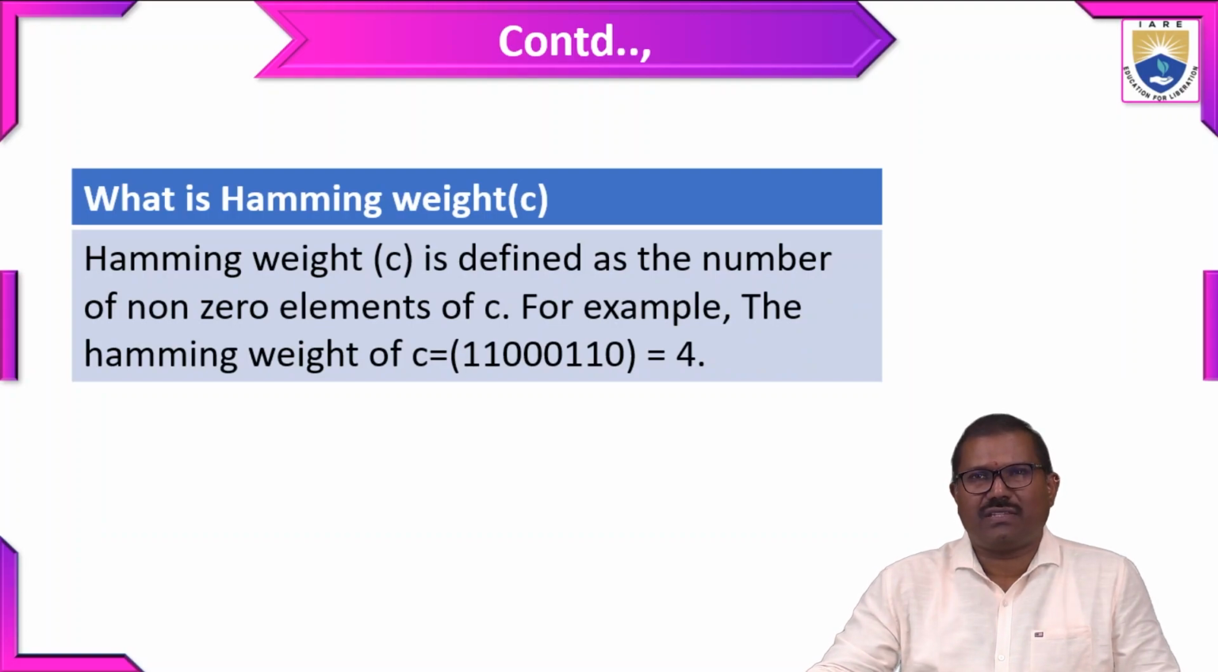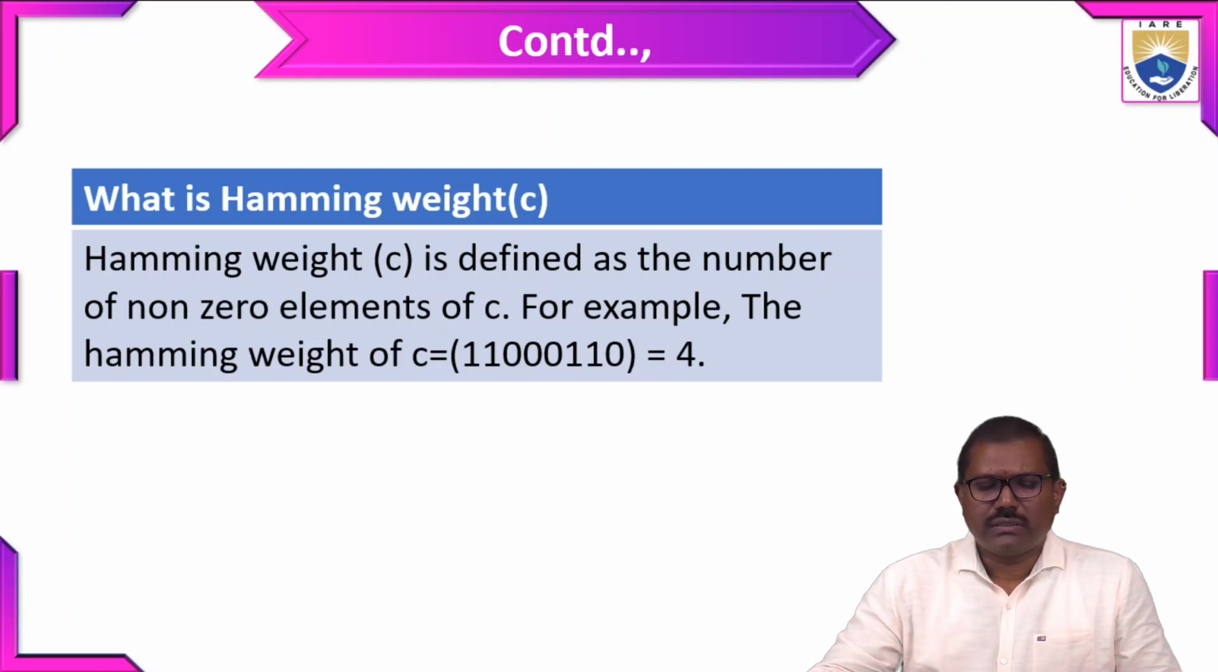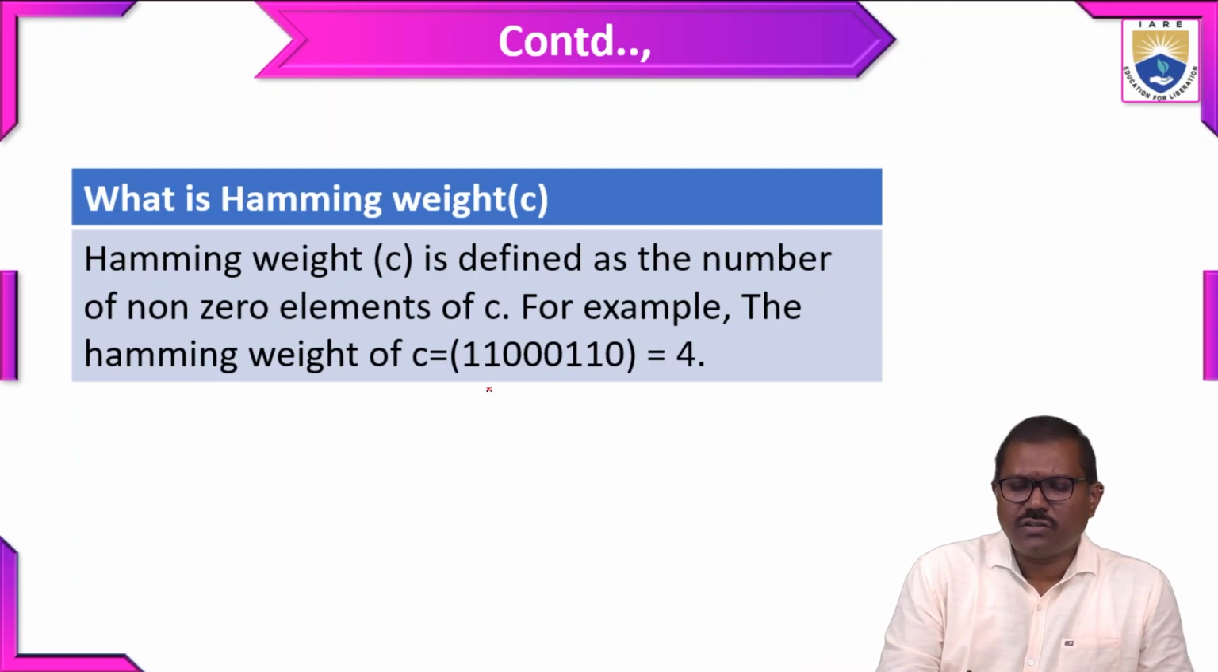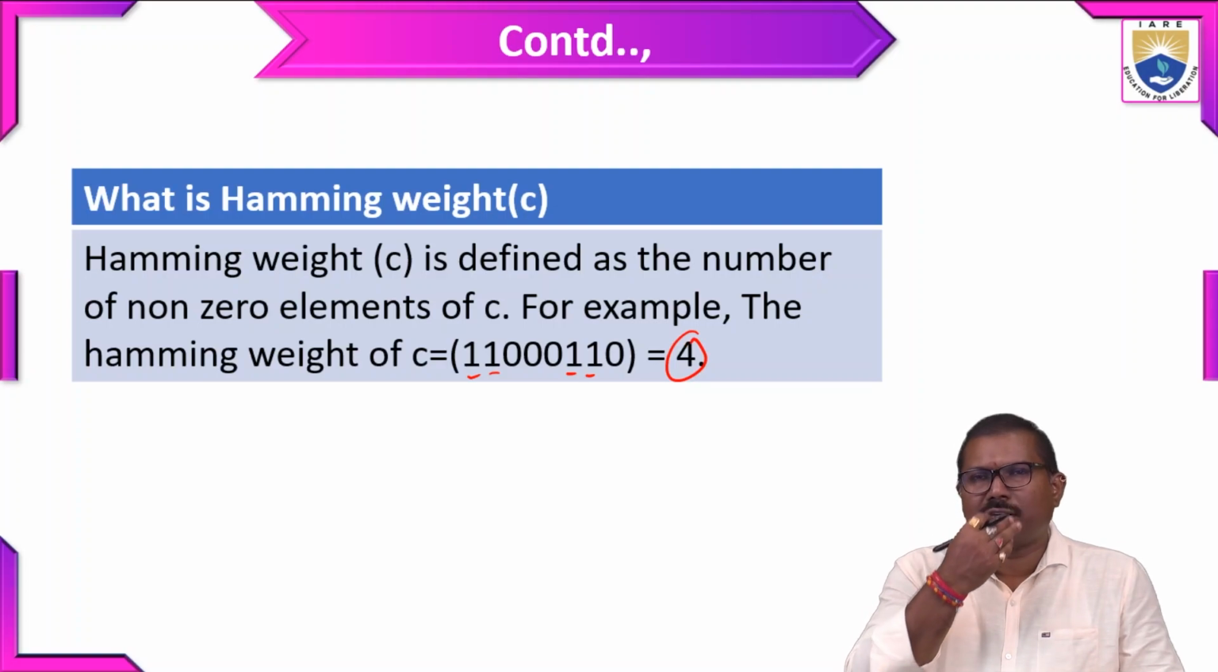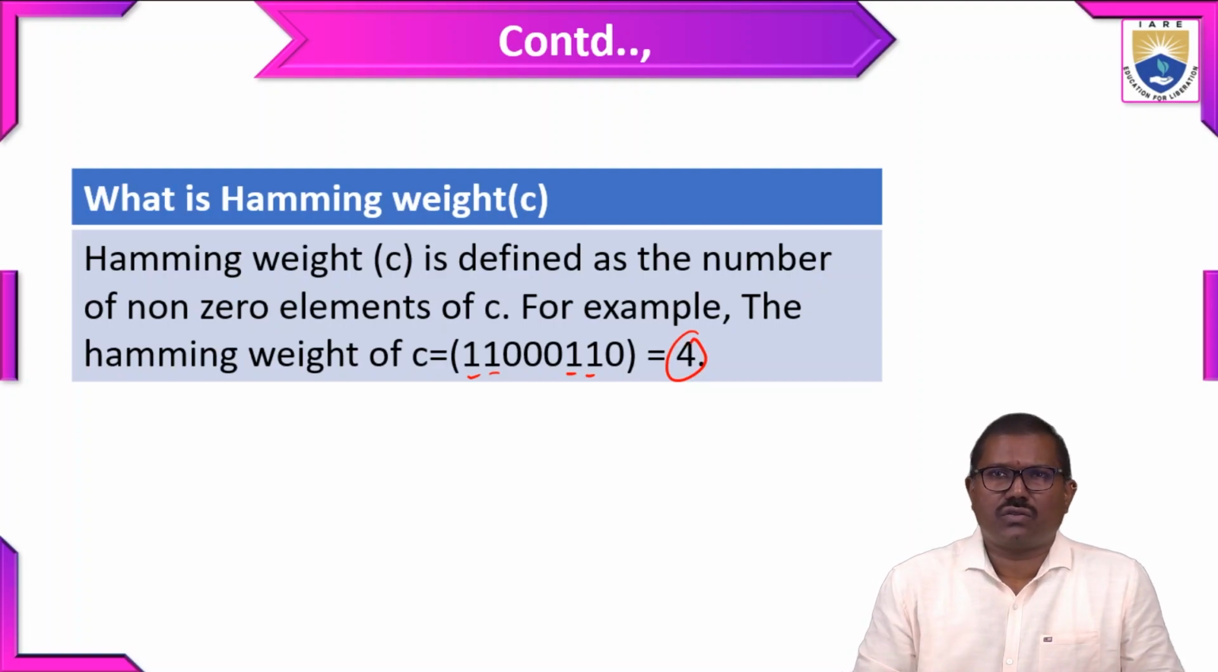What is Hamming weight? Hamming weight is defined as the number of non-zero elements of C. Of C means it is code. For example, the Hamming weight of a code is here how many non-zero elements? Here 1, 1 and this 1, 1. So 4 ones are there. So these can be called as 4 non-zero elements. So the weight of this code is 4.